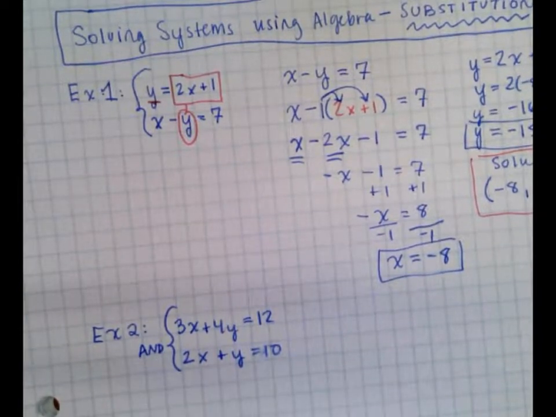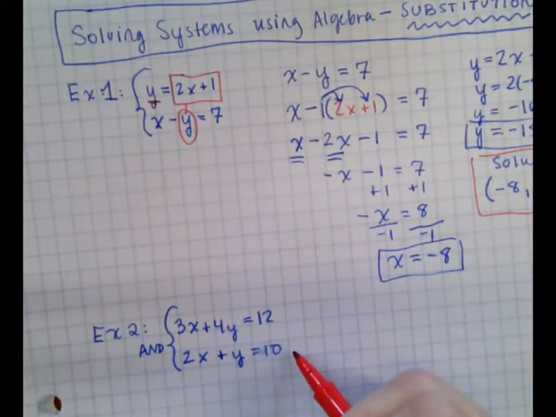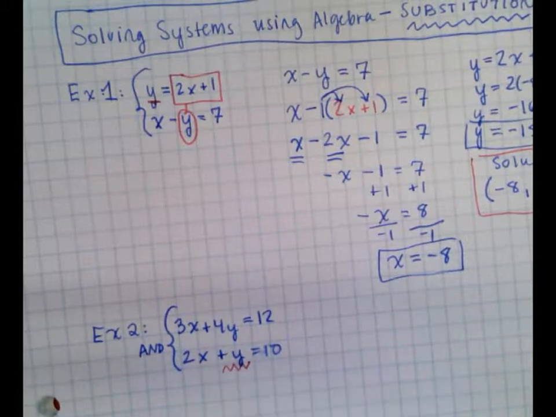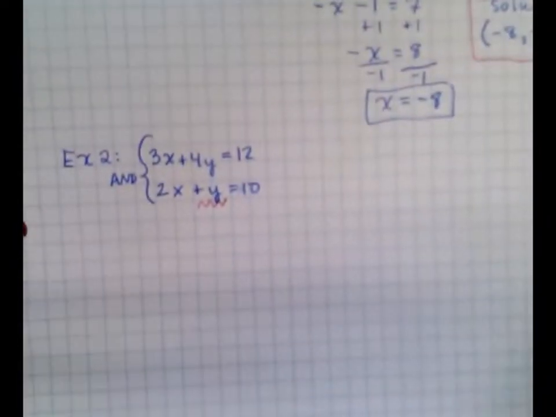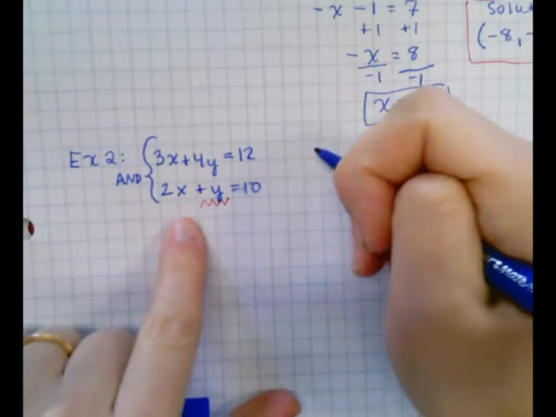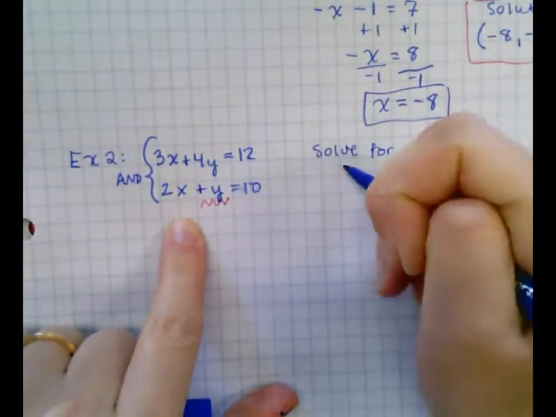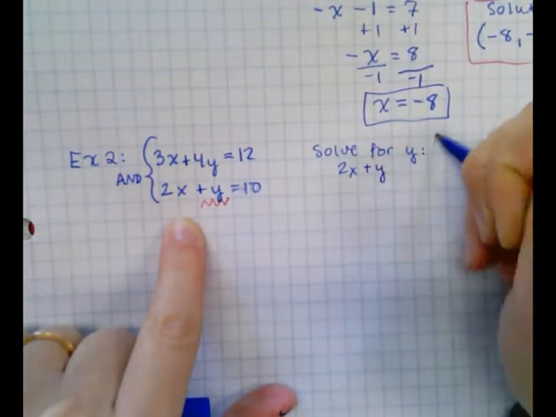Okay, so here I don't have y or x already solved for, but I'm looking at my two equations, and there's a variable that's easiest to solve for, and it's this y in the second equation, because that y doesn't have a coefficient in front of it. So it's going to be easier to solve for this variable than any of those other variables. So I'm going to solve for y first, but I could have solved for x. It doesn't matter. Just doing what's easiest.